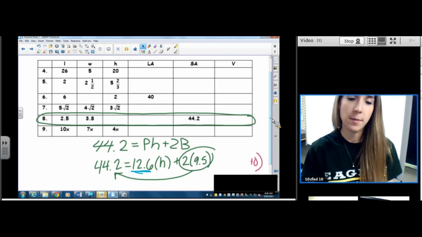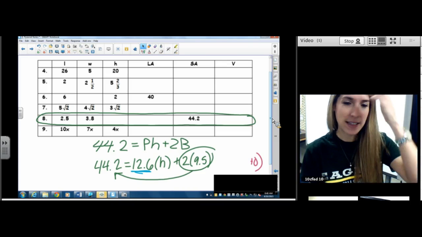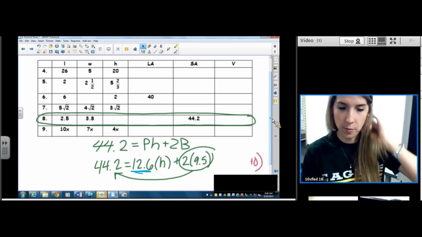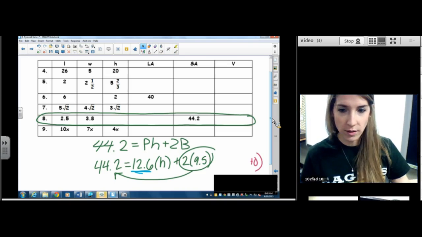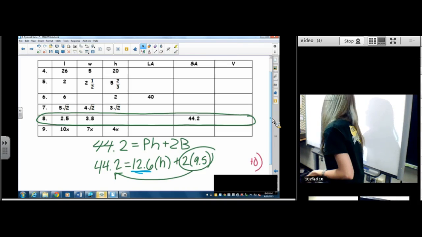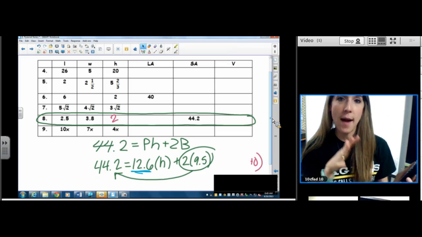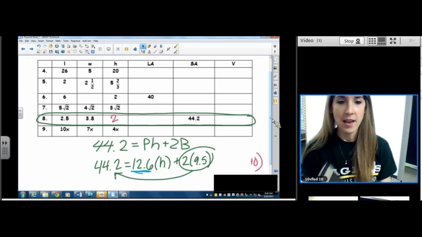I'm going quickly here because algebra is a prerequisite for geometry. Okay, so I subtracted that one and then divided by 12.6, and oh my gosh, you get 2. That's awesome. So 2 is the height, and I'm actually not going to do anything else from there because now you have the tools you need to find the LA and the V.